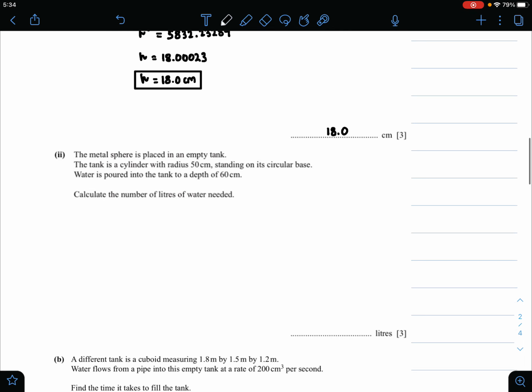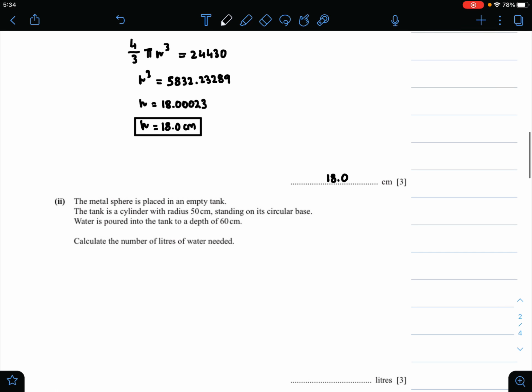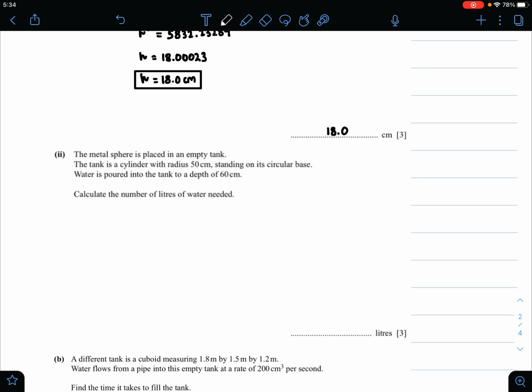So for part A2, they are telling us that the metal sphere is placed into an empty tank. The tank is a cylinder with a radius 50 centimeters, standing on its circular base. Water is poured into the tank to a depth of 60 centimeters, and they are asking us to calculate the number of liters of water needed. Okay, so this is really easy. All we need to do is find the volume of the tank and minus the volume of the metal sphere. So then we'll get our answer for part A2.